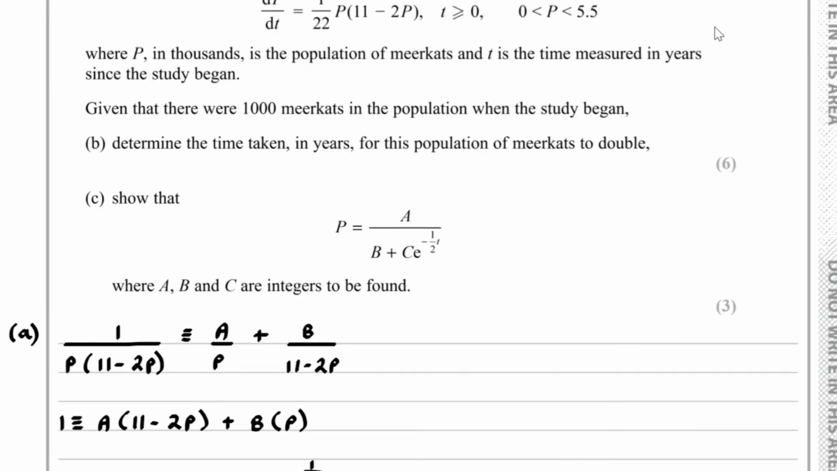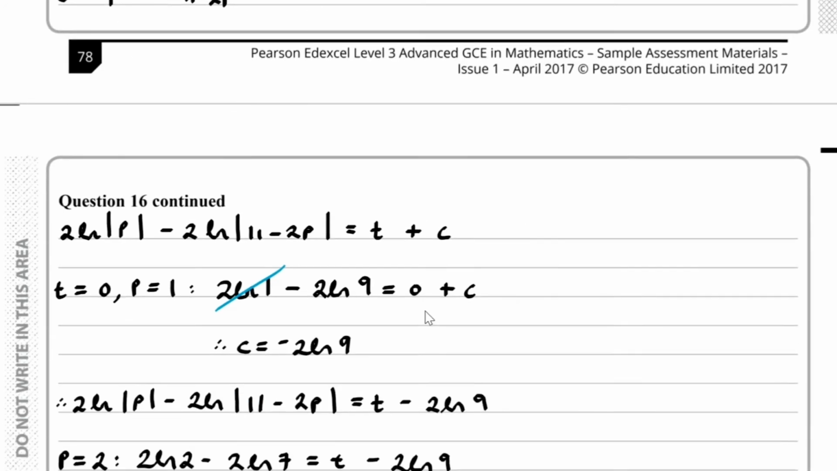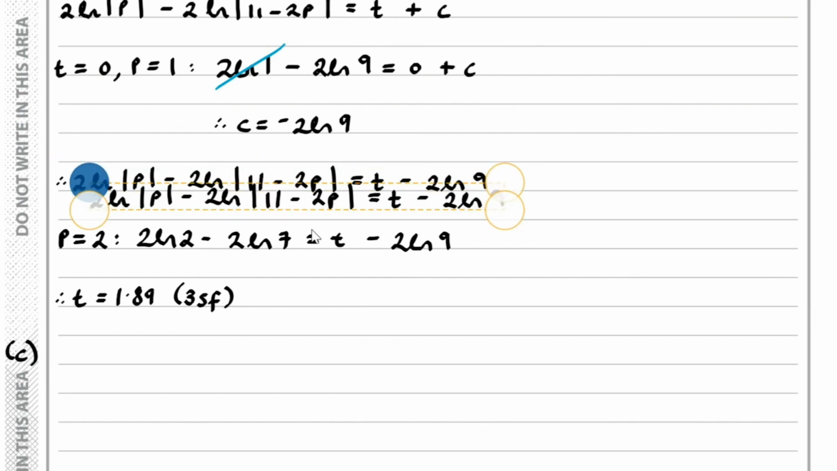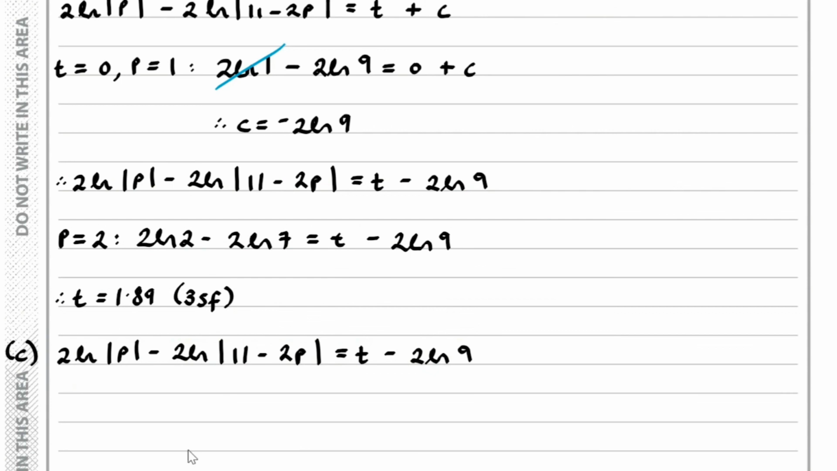And now for part C of the question, we have to show that p equals a over b plus ce to the minus 1/2 t. Well, what we're going to do here is start off part C with this line here. And what we need to do is rearrange for t. So if I divide through by 2, I've got the natural log of p minus the natural log of 11 minus 2p equals t over 2 minus the natural log of 9.